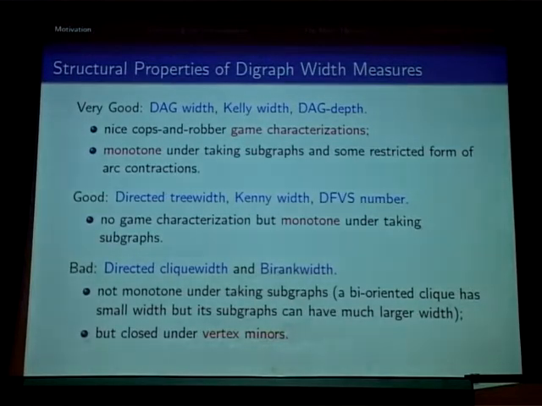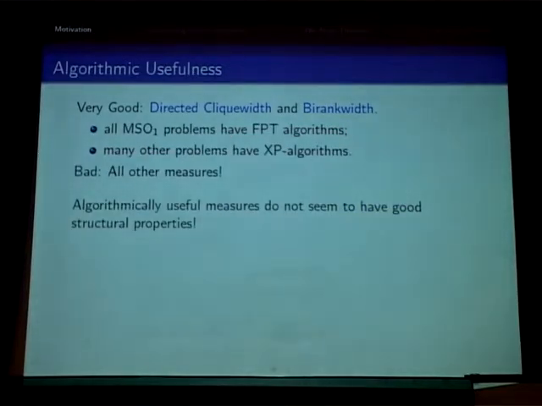So these are the structural properties, essentially the closure properties of width measures. If you look at algorithmic usefulness, and that is how large a class of problems can they solve on graphs of bounded width, we find that the width measures which did not have good closure properties are really successful, because directed clique width and birank width solve all of MSO1 in FPT time, and many other problems which are not in MSO1 can be solved in XP time.